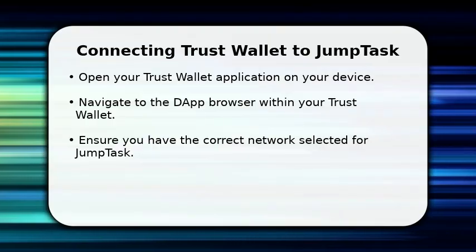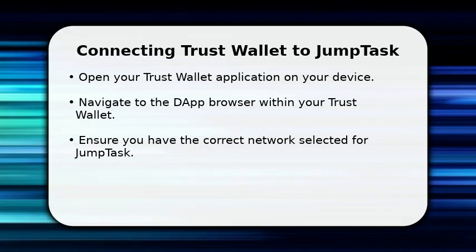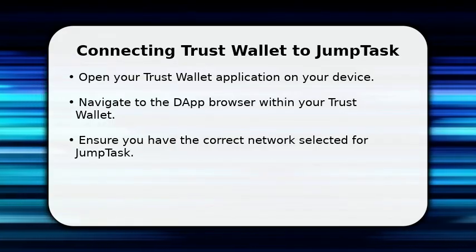In this video, I will explain how to connect your Trust Wallet to JumpTask. First, open your Trust Wallet app and locate the D-app browser. It's usually found at the bottom of the screen. Before proceeding, double-check that you're on the correct blockchain network, typically Binance Smart Chain, to ensure compatibility with JumpTask. This initial setup is crucial for a smooth connection process.